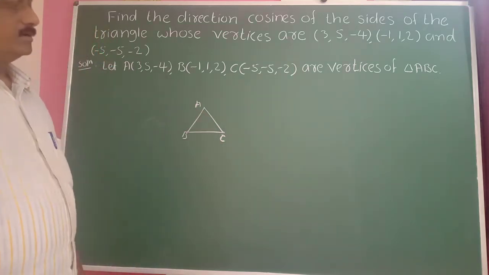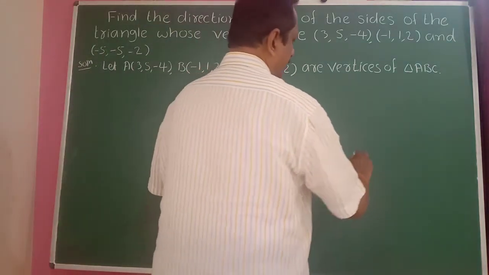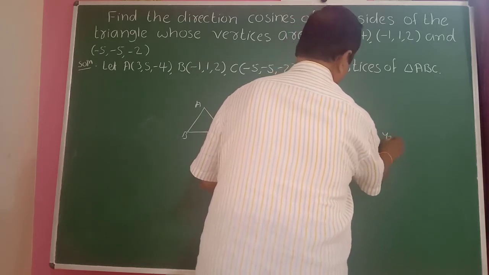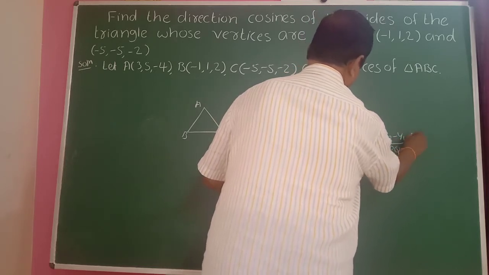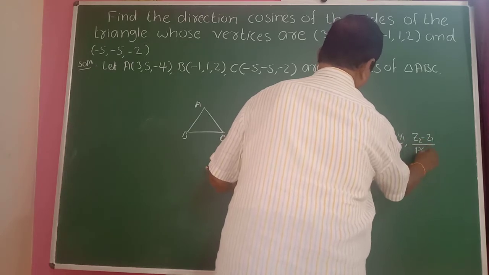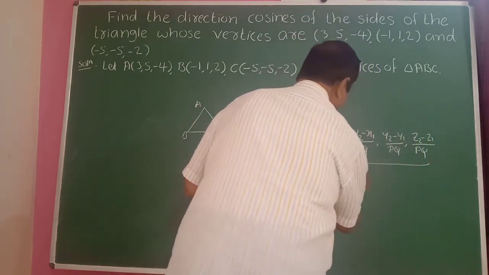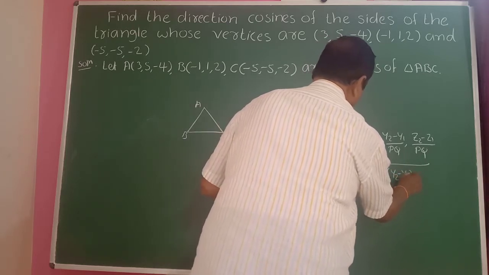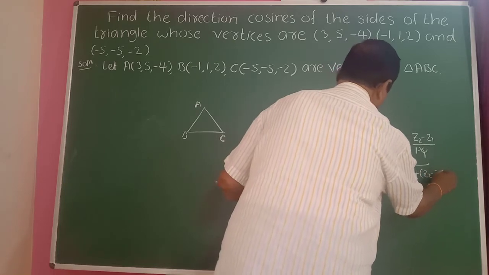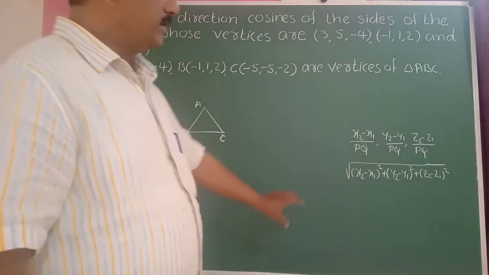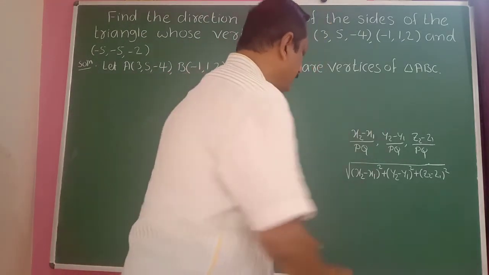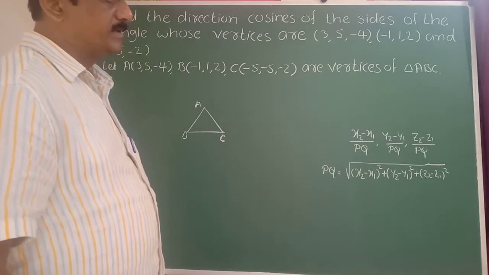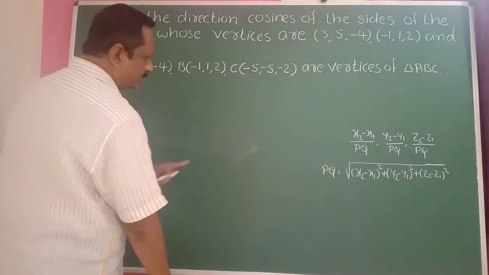You know that for a line passing through two points, the direction cosines are given by (x2 minus x1) divided by PQ, (y2 minus y1) divided by PQ, and (z2 minus z1) divided by PQ, where PQ is the square root of (x2 minus x1) whole square plus (y2 minus y1) whole square plus (z2 minus z1) whole square. So you are using that formula.